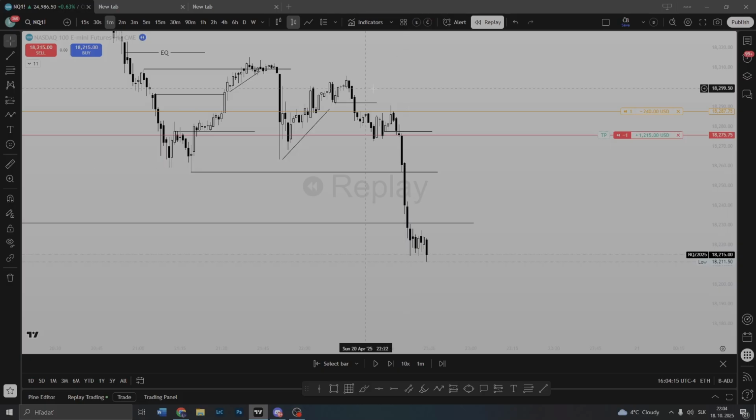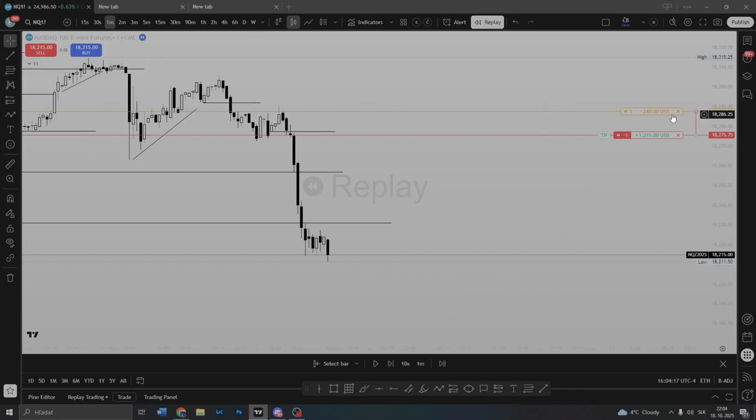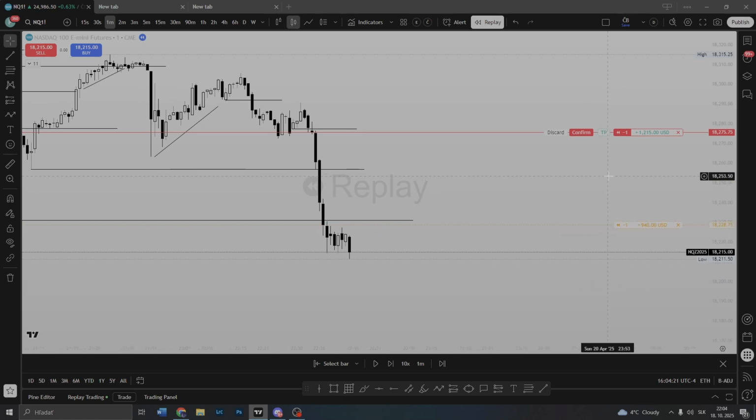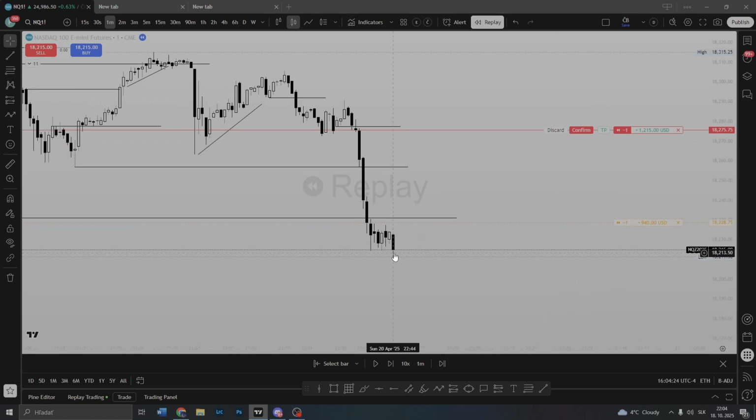But if you want, there is a next entry. I will not take it, but I will move my stop loss to this candle high. Why? Because if we take that, this could be the potential low for now, and we can go and retest the EQ. Okay, we'll confirm it, and we can go forward.